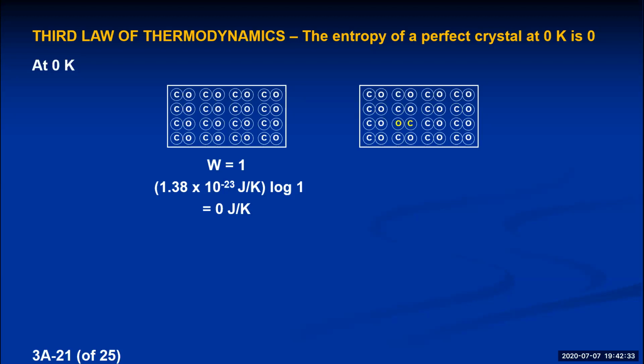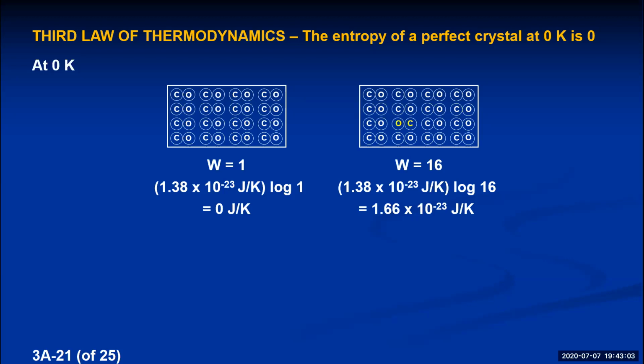Now, for the imperfect crystal, that one imperfect carbon monoxide molecule that's backwards, well, that could actually be in any one of the 16 different spots. So therefore, W would technically be 16 for this. And so its entropy value would be Boltzmann's constant multiplied by the log of 16. Well, that comes out still a small number, 1.66 times 10 to the minus 23rd joules per Kelvin, but it's not 0.